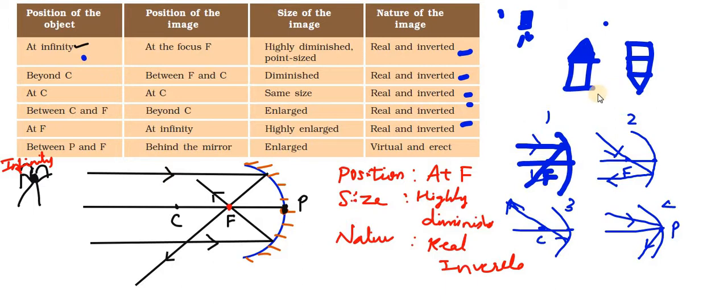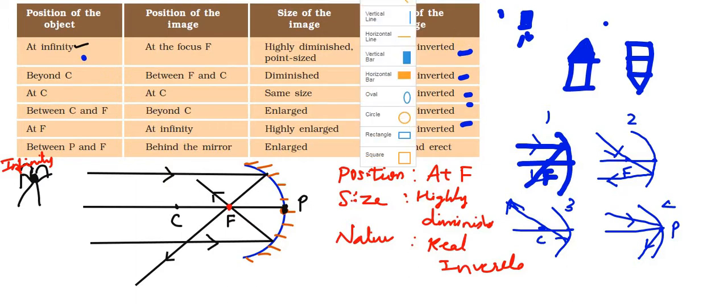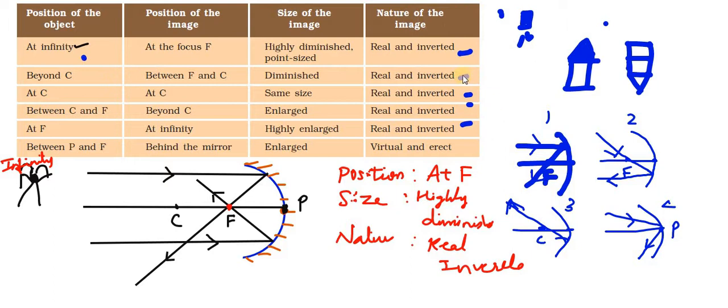Okay, now let's continue with the ray diagrams. In the last class we discussed how the image is formed when the object is placed at infinity. When the object is placed at infinity, the position of the image is at the focus F, the size of the image is highly diminished, and the nature of the image is real and inverted. So now we'll discuss the remaining positions.